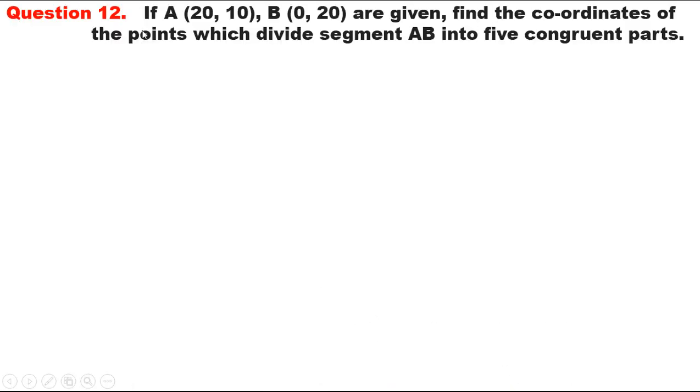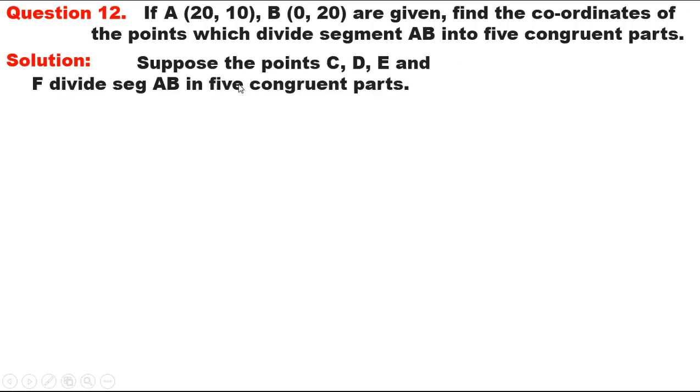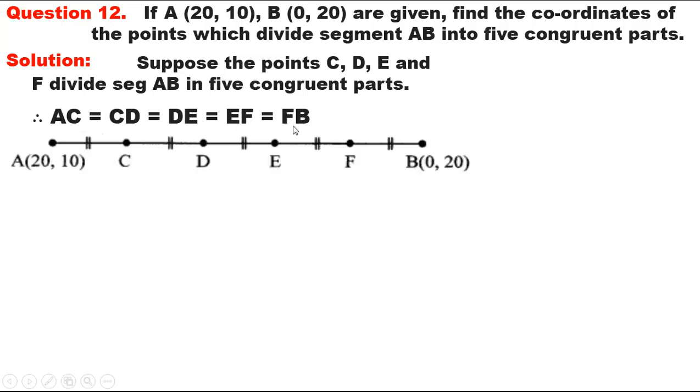Question 12. If A is equal to (20, 10), B is equal to (0, 20) are given, find the coordinates of the points which divide the segment AB into 5 congruent parts. Solution. Suppose the points C, D, E and F divide the segment AB in 5 congruent parts. Therefore, AC is equal to CD is equal to DE is equal to EF is equal to FB.